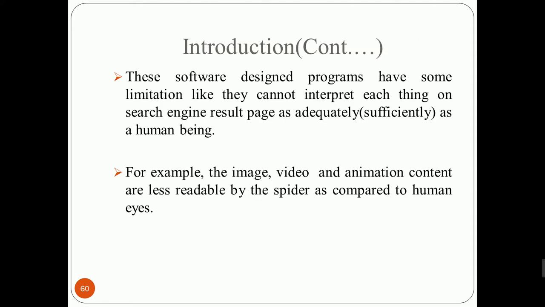These software design programs have some limitations, like they cannot interpret everything on the search engine result page as adequately as human beings. So a software design program has some limitations. They will not think like human beings, because human beings think properly. Artificial intelligence also thinks properly, but artificial intelligence requires sufficient results, some experiment, so that based on this data, artificial intelligence thinks.